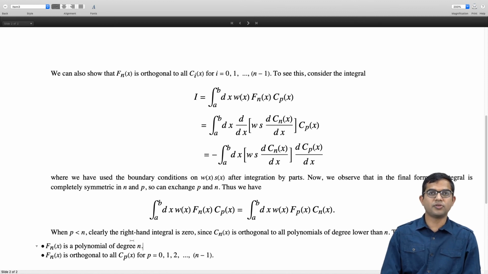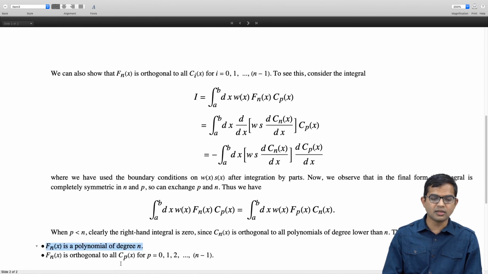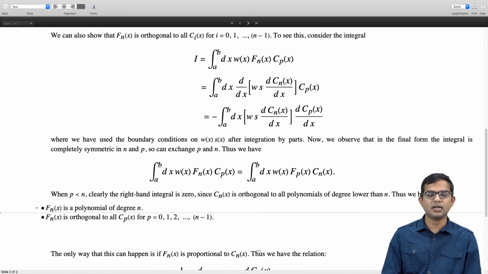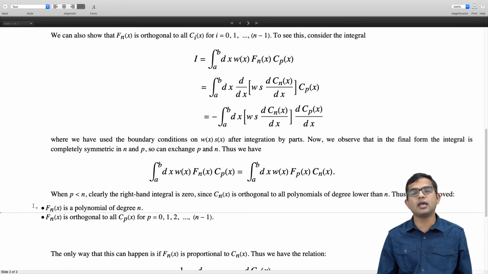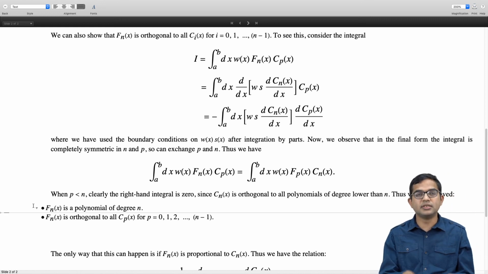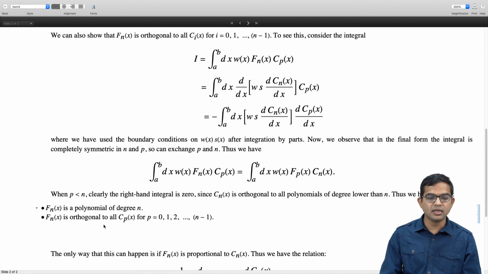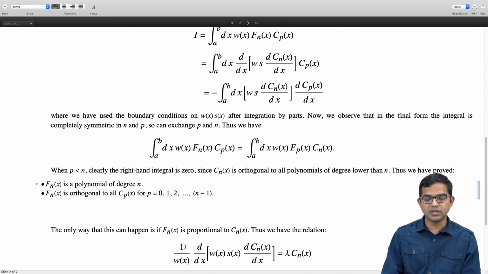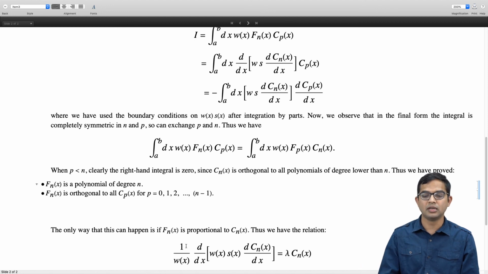So this is a familiar object. In fact, fn of x is nothing but Cn of x, except that you can have some arbitrary factor associated with it, right? This is in fact how we constructed the polynomial Cn of x. They have to be polynomials of degree n and have to be orthogonal to all lower order polynomials in that set, and that's exactly what is happening here. Therefore, this complicated looking object fn of x, which we defined as 1 over w of x times d by dx of w times s times this derivative, is in fact nothing but Cn of x itself up to some arbitrary constant lambda.